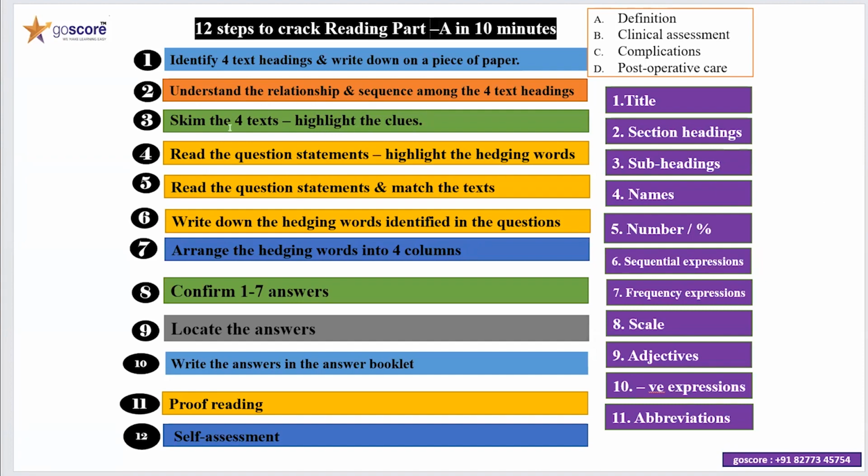Then skim the four texts and highlight the clues. As we have discussed, you have to skim the text and highlight all these clues: title, section headings, subheadings, names, numbers or percentages, sequential expressions, frequency expressions, scale, adjectives, negative expressions, abbreviations. Everything you have to mark, underline.